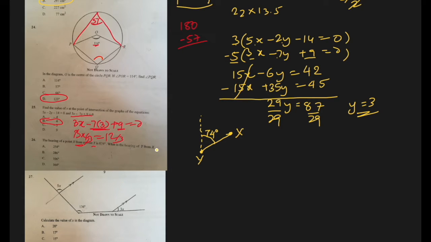What is the bearing of y from x? Now this is from x, that means focus on x and draw north. So go this way, we have 90 degrees. Go this way, it is 180 degrees. And because this is 74, this will also be 74 because these two north-south lines are parallel. So these are alternate angles. So the bearing becomes 180 plus 74, which is 254 degrees.